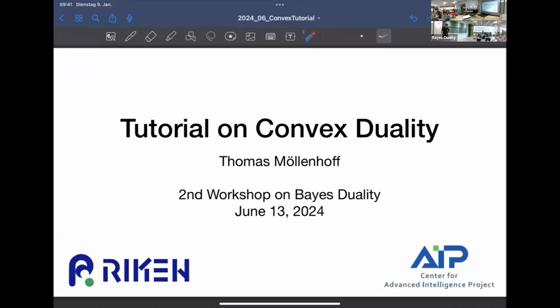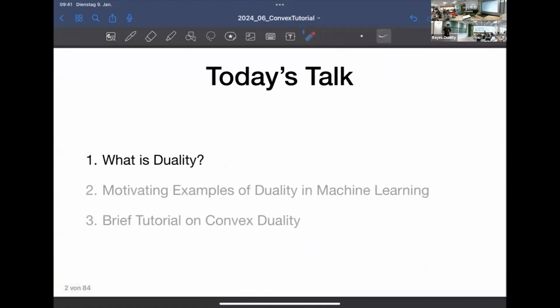I don't have that many slides, so I hope this can be more interactive and you can ask many questions. Everything you always wanted to know about convexity or duality, just ask it. Otherwise, I might finish quite early, but we can also have a longer lunch break if that's the case. So this is the overview for today's talk.